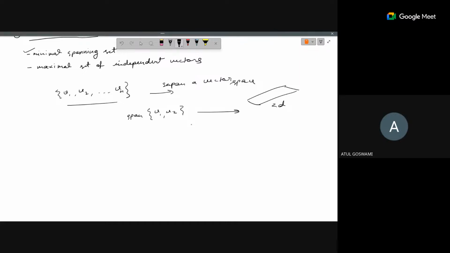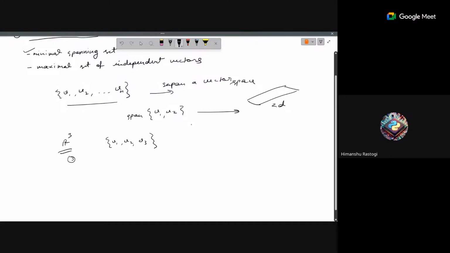The other condition is maximal independent set. Suppose we are spanning R3, a vector space. Then maximal independent set means: what is the maximum number of vectors that may be independent in this vector space? Three. So three vectors.